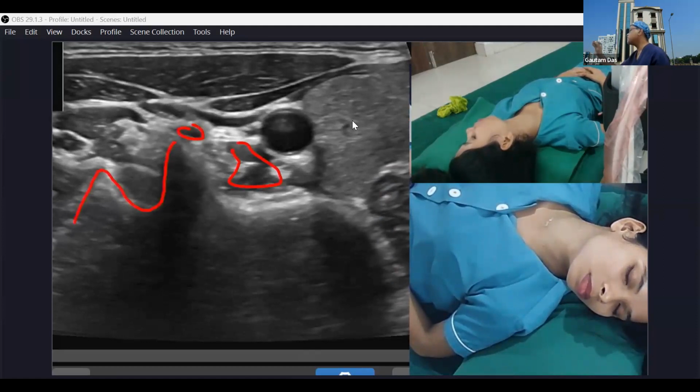This is anterior tubercle, posterior tubercle, and carotid artery, jugular vein, vagus nerve, and this was your anterior scalene muscle. This was your posterior scalene muscle. These are the nerve roots which are coming out. This was C6. This was C5. So now, at this point, what is important? Classically, this was your thyroid.